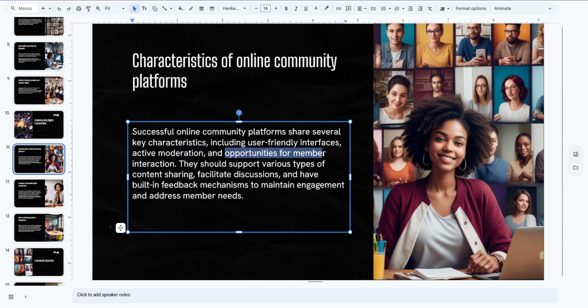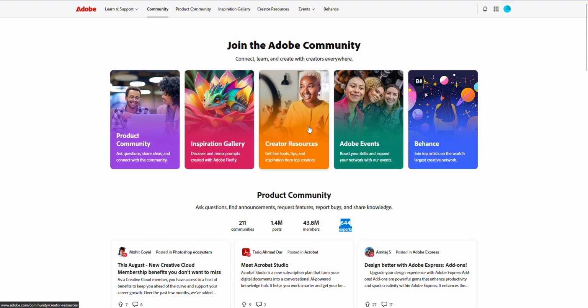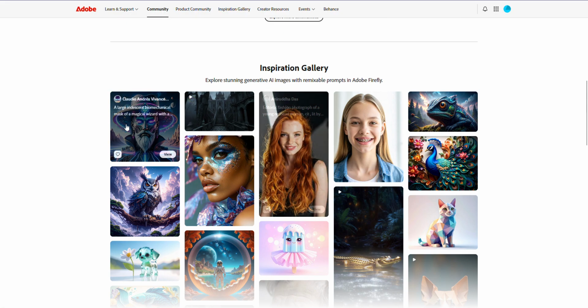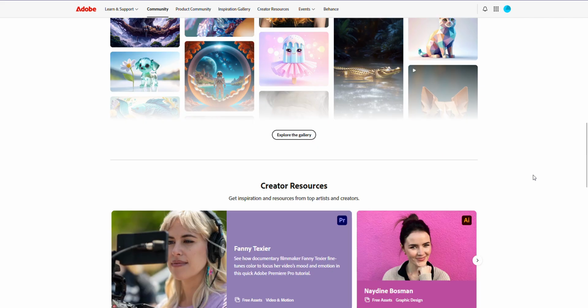And opportunities for member interaction. So we have creator resources. We can learn from other creators. There's inspiration gallery. We can see what people are creating using Adobe Firefly, right?